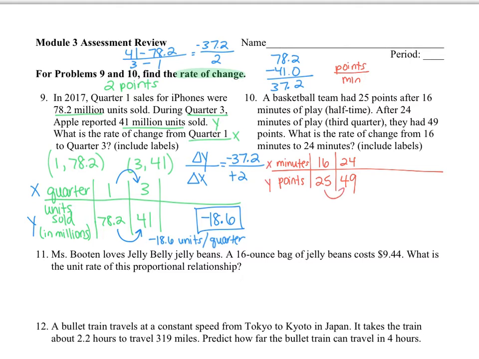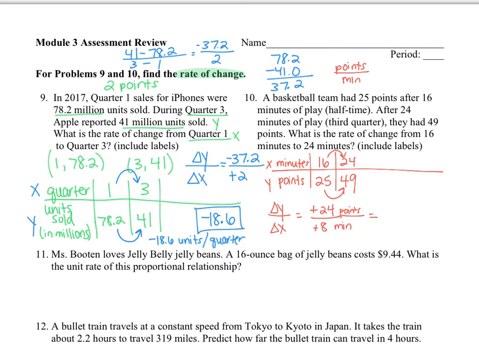So how do I get from 25 to 49? That's my change in y. So my change in y is they increased by 24 points. Well, how long did it take them to make those 24 points? That's important. So how do I get from 16 to 24? And that's by adding 8. So they increased by 24 points after 8 minutes of play.